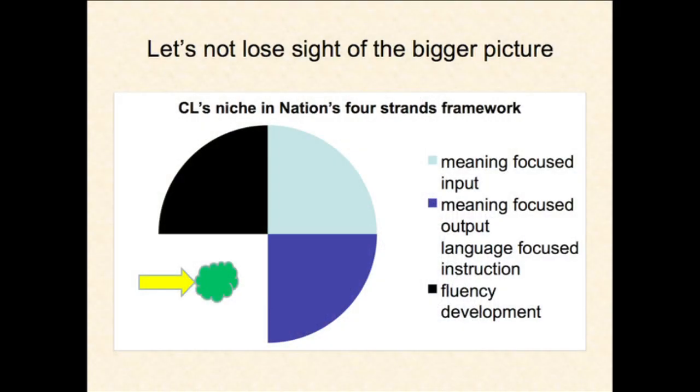And of course, this is the bigger picture. Remember Paul Nation? Paul has this model of 4 strands. Learners should get opportunities for learning via meaning-focused input, like extensive reading and listening. Meaning-focused output, they should be able to get opportunities to use the language. Fluency development, and also language-focused learning, language-focused instruction. And that's, of course, the niche that I've been talking about. It's only that kind of part that I've been talking about. So I'm not saying, please throw out everything else and do just cognitive linguistics. It is just this little niche here, okay?